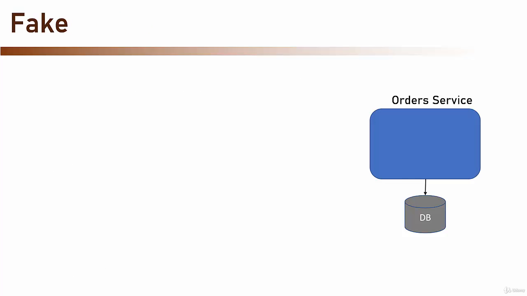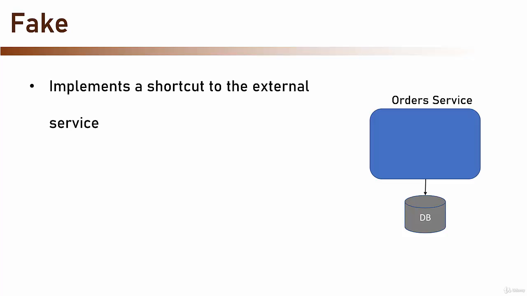So let's begin with fake. Fake implements a shortcut to the external service. That means that it fully replaces the original object and provides a lightweight implementation, often within the same process. For example, if we want to fake a database, we can use an in-memory storage that is extremely simple and easy to use, but still provides some kind of storage.